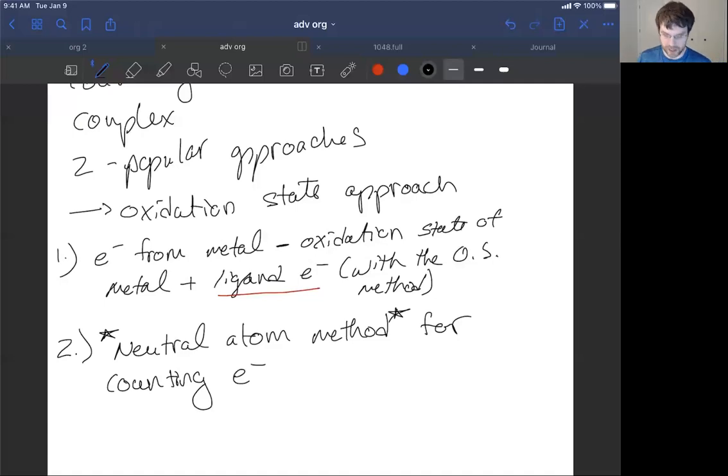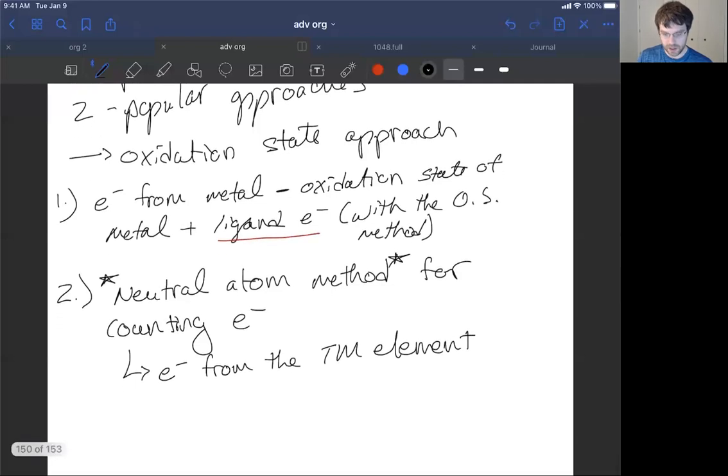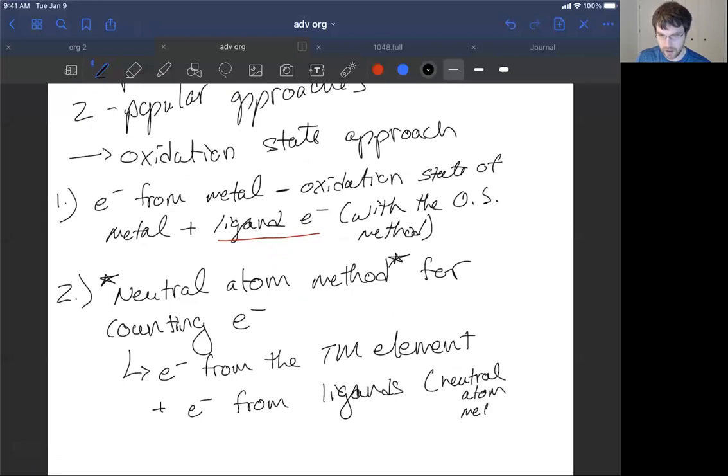But anyway, what we have here is we're going to take the electrons from the transition metal element. We're then going to add the electrons from the ligands. And now the electrons on the ligands are going to be counted using the neutral atom method. And then you're going to subtract the charge of the complex.